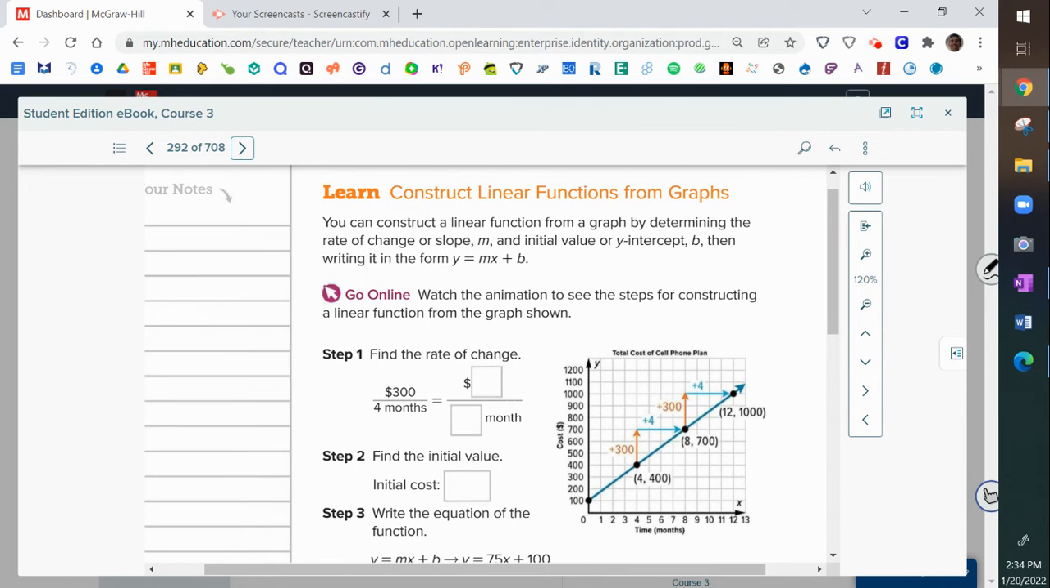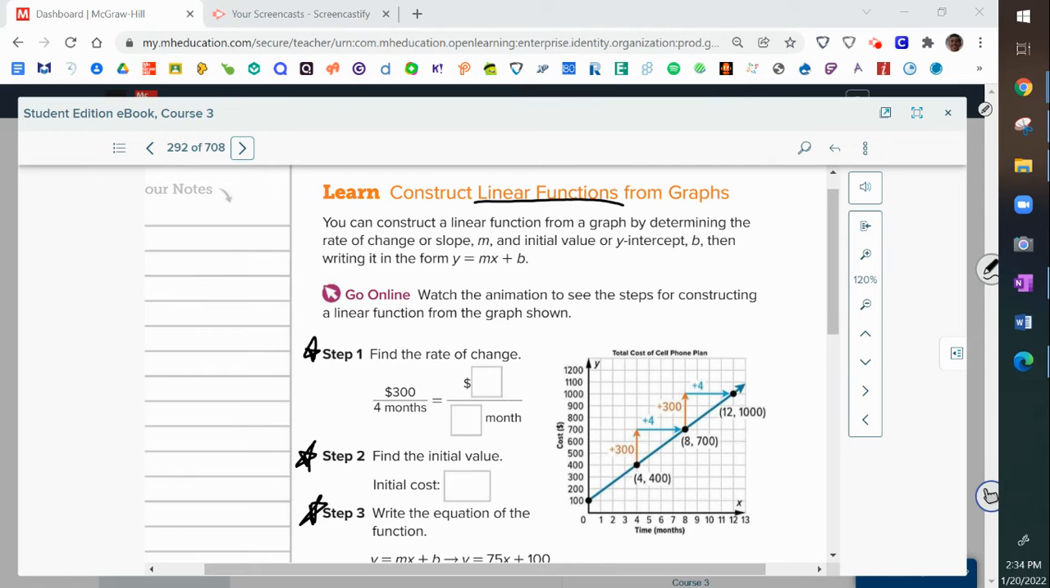So go ahead and look through this. It says construct linear functions from graphs. And linear functions are just the rule. We're going to be writing the rule for an equation. So let's see how it works. Here, step 1, start. Step 2, start. Step 3. This is it. You just do these 3 steps and you'll be good to go.